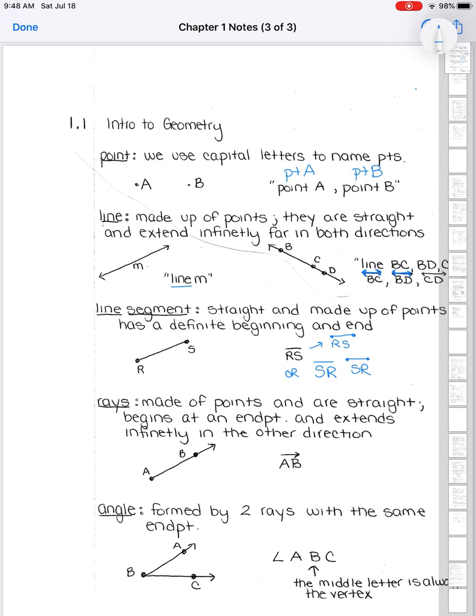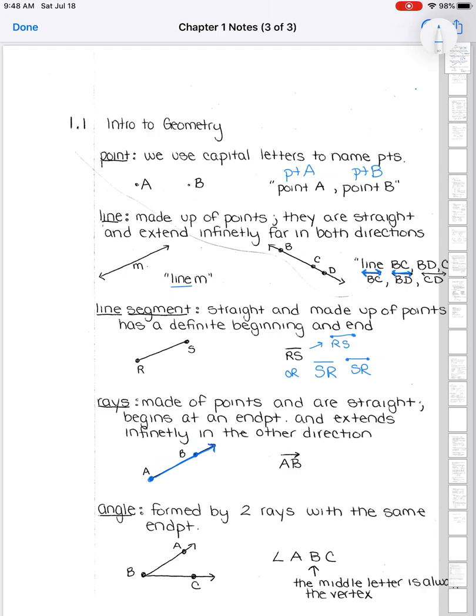But whatever your preference is, just know that that is a line segment and not a line. Now, a ray is made up of points. They're straight. They begin at an endpoint and extend infinitely in the other direction. There are many directions you can draw it in, but in this case, that's just how we did it. So it starts at A, and it's going to extend infinitely through B towards that direction.